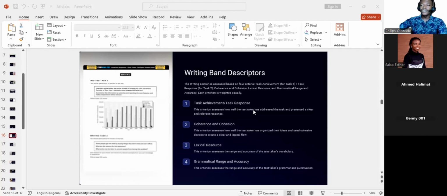Idioms, phrases, transition words. This applies both to coherence and cohesion and lexical resource. There are transition words that we must learn. For instance, almost every Nigerian. Now, this is something I want us to do. If you are guilty of this, in the comment section, I will not continue until you say yes.